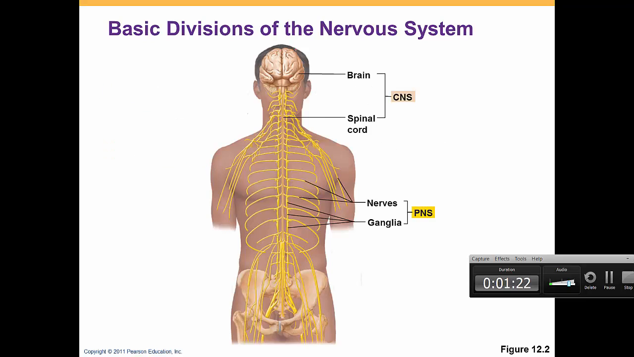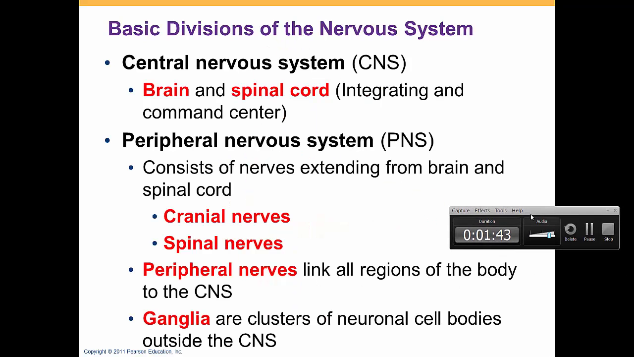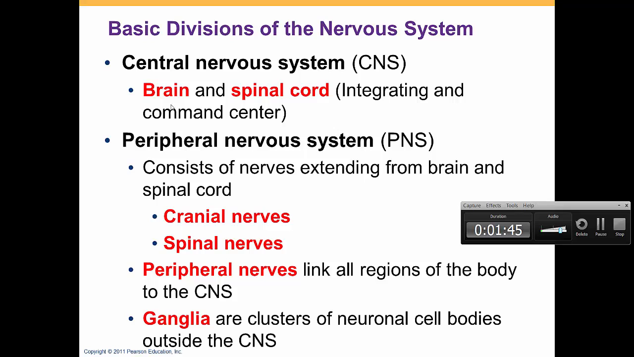The central nervous system is composed of the brain and the spinal cord. Anything else other than the brain and the spinal cord will be considered peripheral nervous system. So this will include all the nerves and the ganglia, and we'll have definitions of these both soon. Then we have the basic divisions here again, the brain and the spinal cord. We have also the peripheral nerves, which include the cranial nerves and spinal nerves.